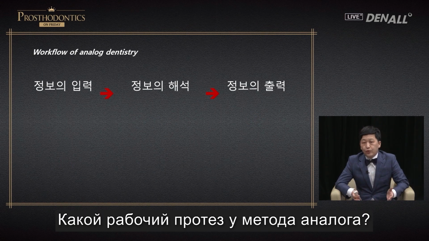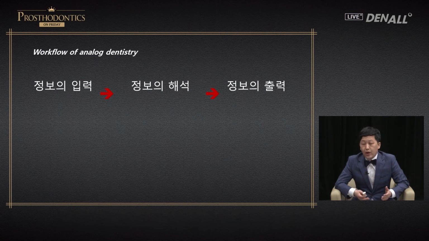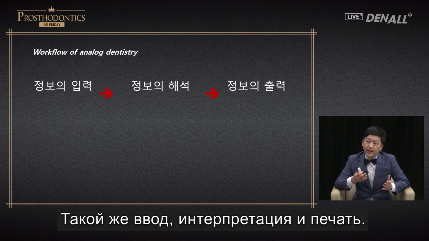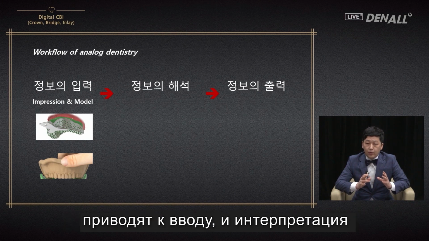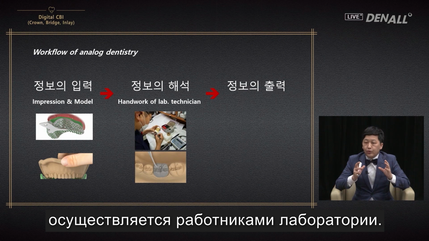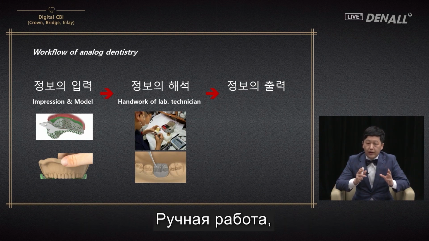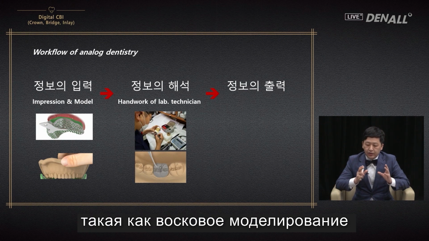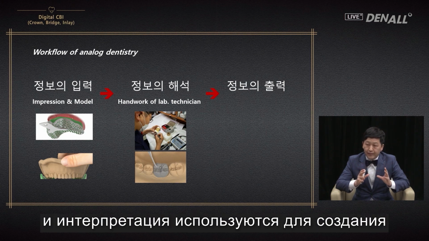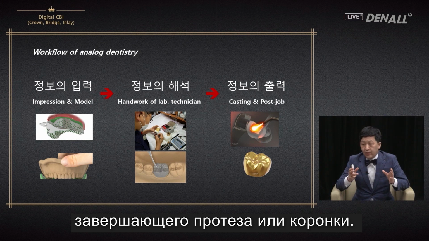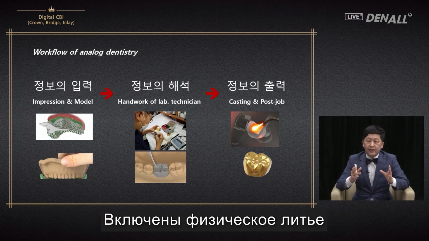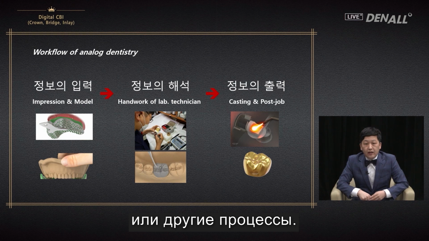What kind of workflow does the analog method have? Displayed is the same input, interpretation, and print. Impression and model fabrication lead to input, and interpretation is done via lab technicians' handwork, like wax up, and the interpretation is put to create the final prosthesis, the crown. Physical casting or other processes are involved in these steps.